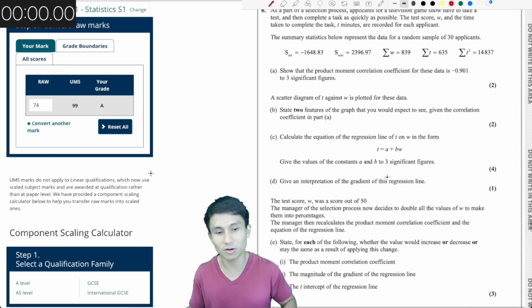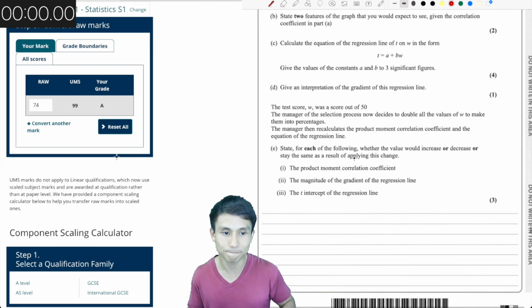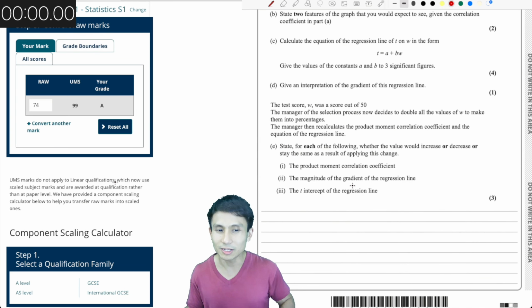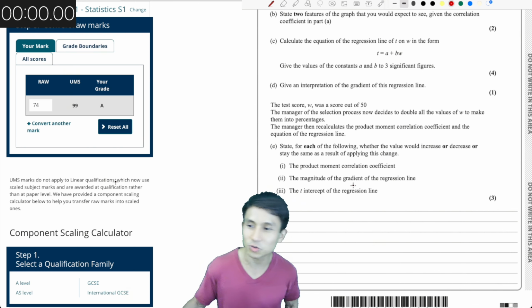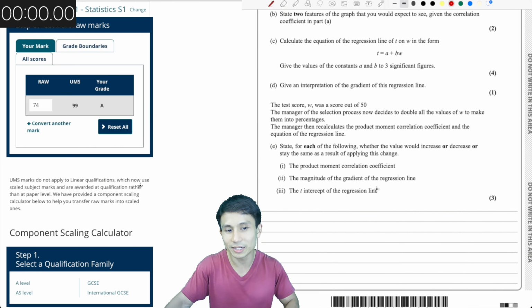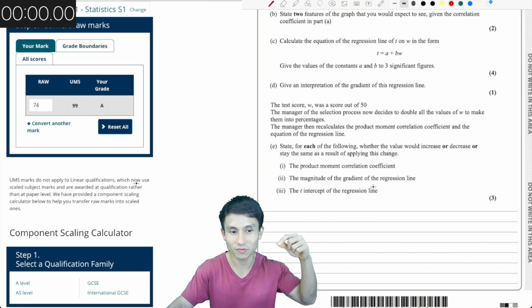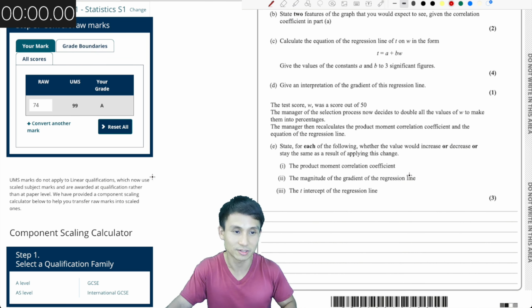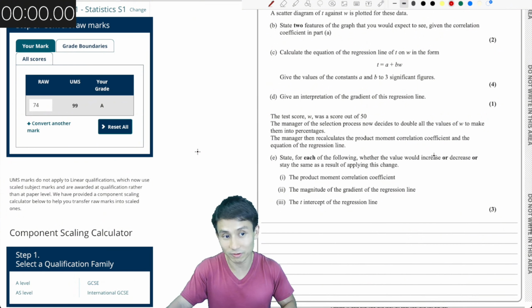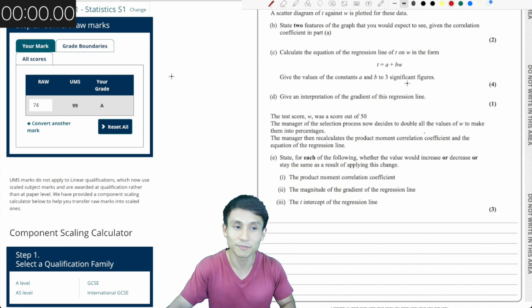This one, yeah, correlation, quite fine. The weird thing about this question is that it never quite does the magnitude of gradient. This is probably the first time I see this in this S1 paper. So coding, how does coding affect the gradient of the regression line equation? Yeah, it's probably the first time, honestly, right?